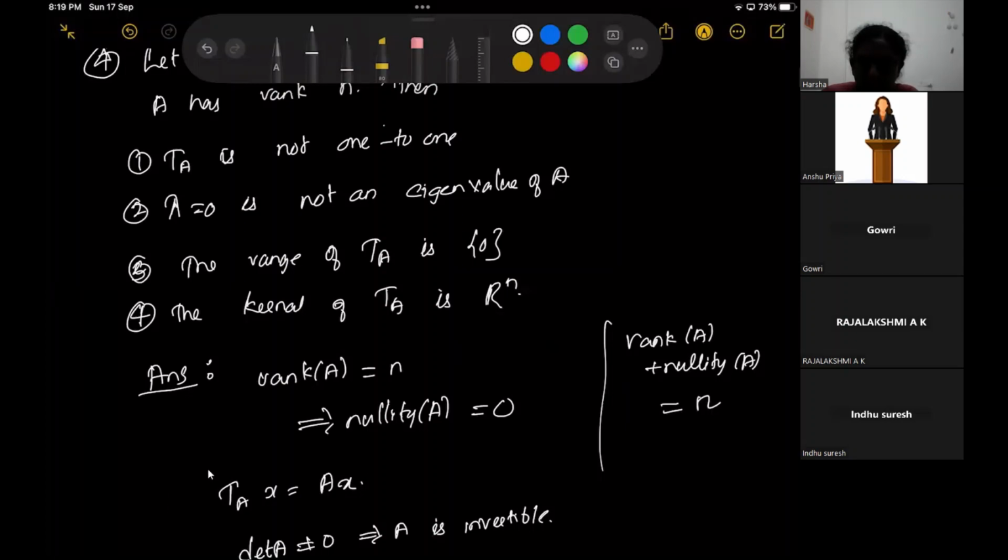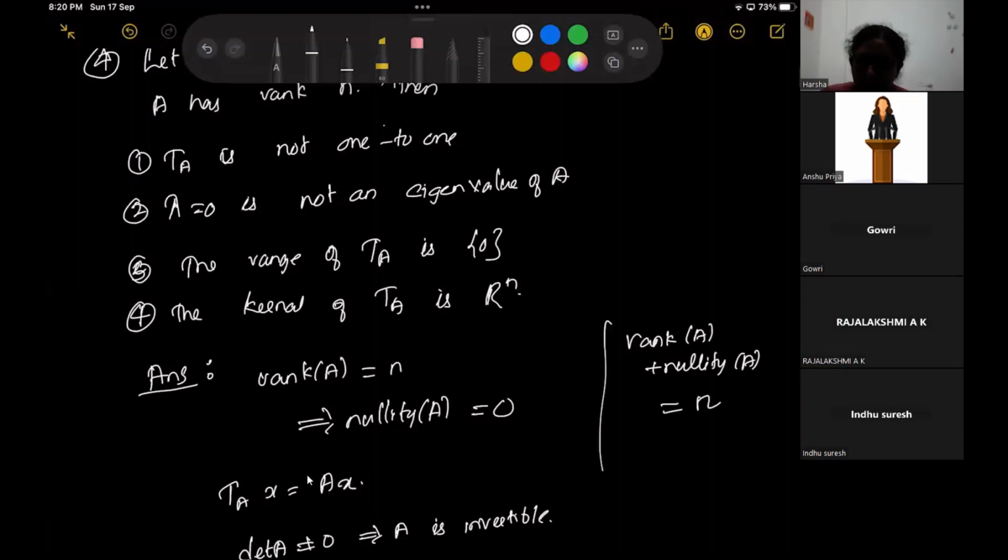TA is a linear transformation which maps x1, x2, etc., and is defined as A times x1, x2, etc. Okay, ma'am. So whatever we are saying for A, it is the same for TA also. You can see it like that. Okay.